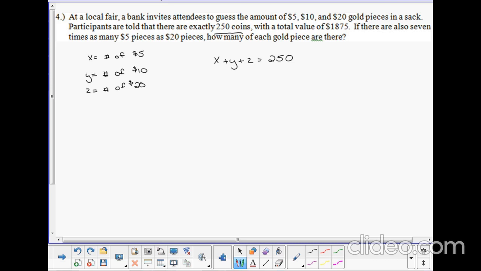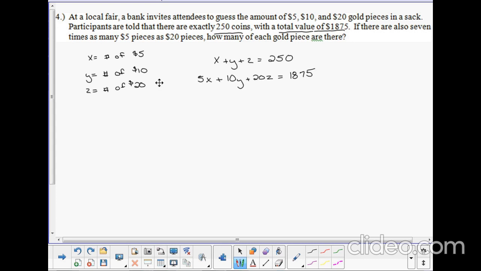We know that there is a total value of $1,875. So the value of $5 pieces would be $5 times the number of $5 pieces, so 5x. The value of $10 pieces would be $10 times the number of $10 pieces, or 10y. And the value of $20 pieces would be $20 times the number of $20 pieces, or 20z. This is going to total $1,875.